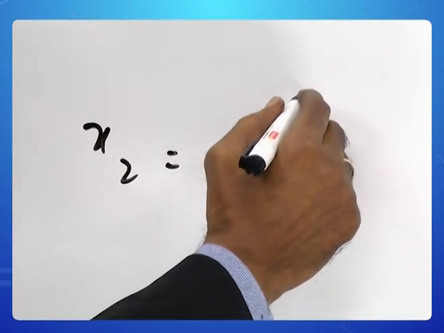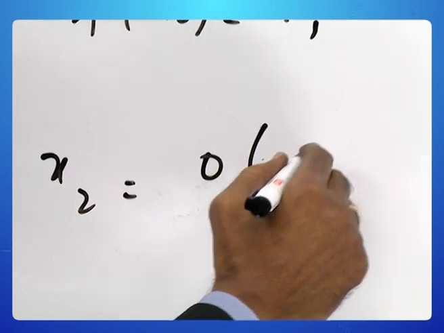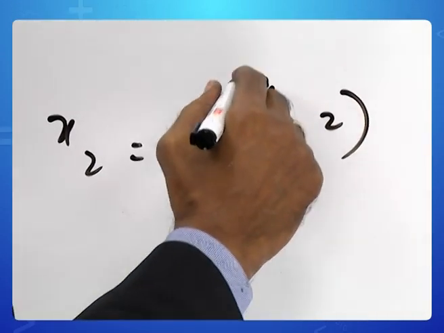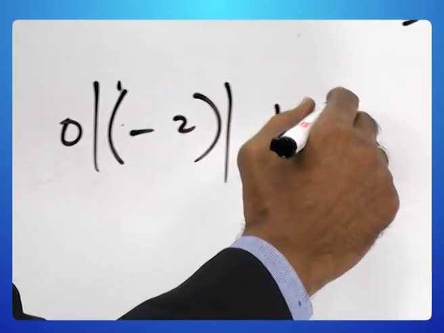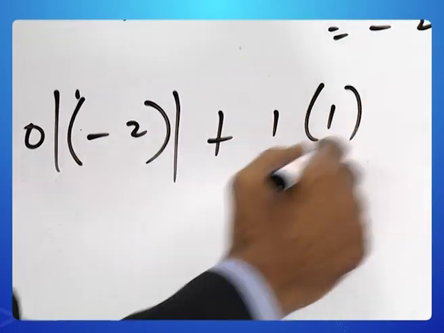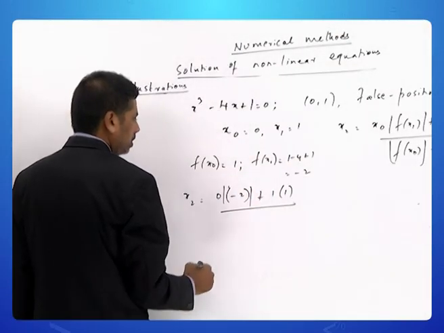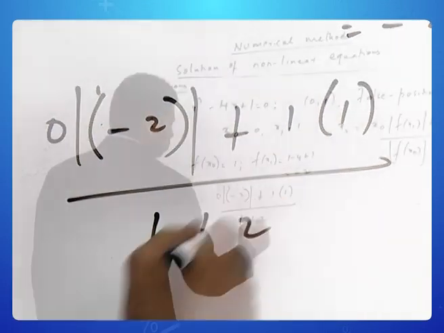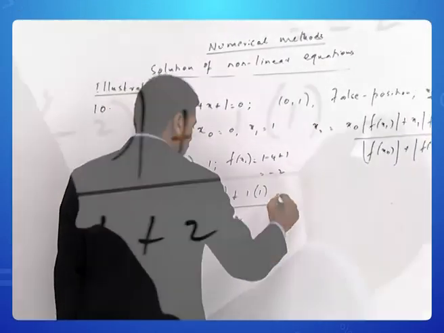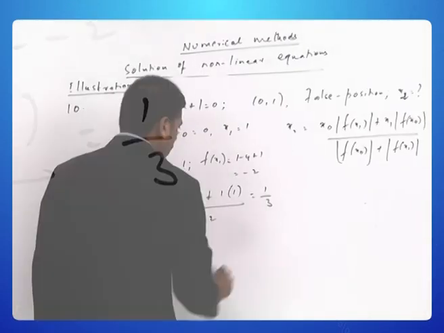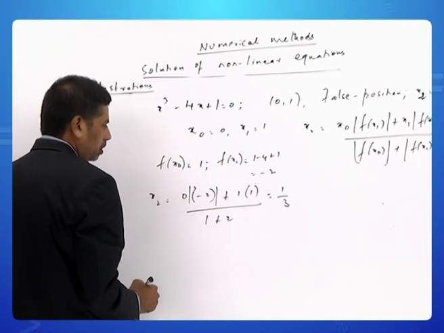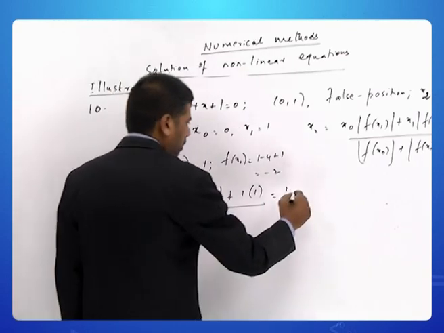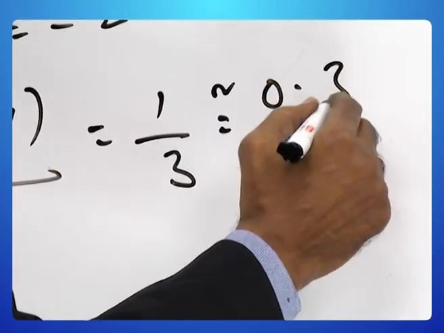So x2 should be 0 into f(x1), it does not really matter. We have to take the modulus, plus 1 into 1 by, mod f(x0) is 1 and mod f(x1) is 2. So you will get something like 1 by 3. 1 by 3 is approximately 0.3.